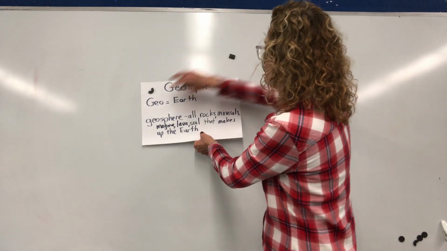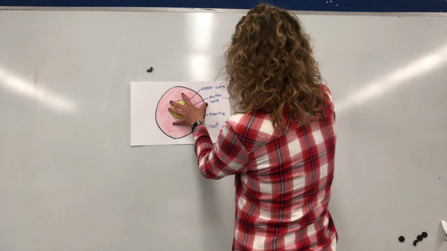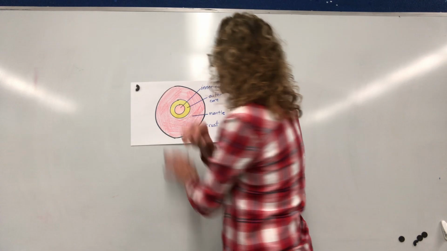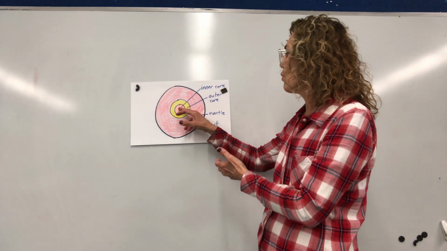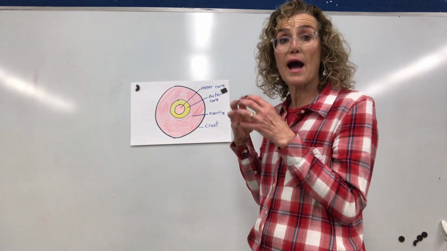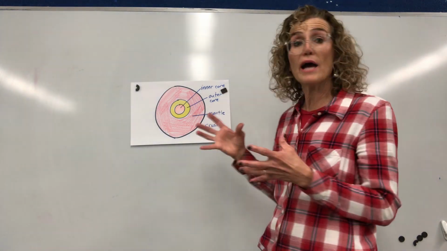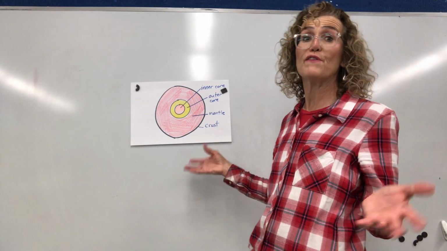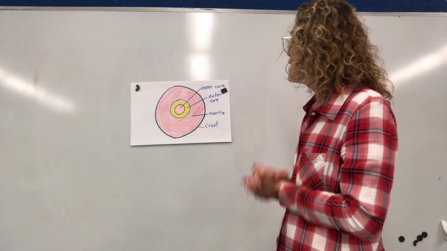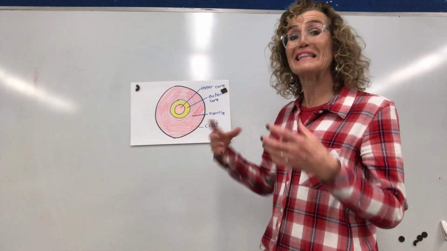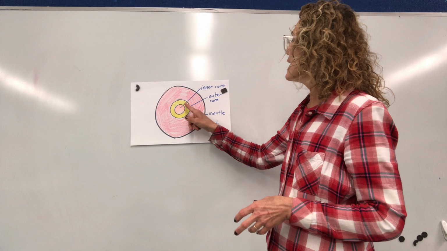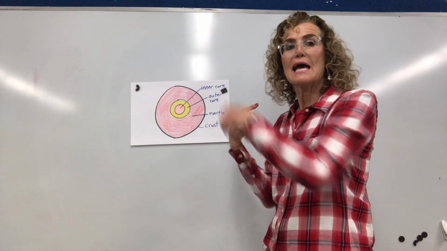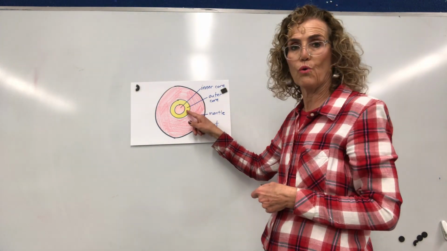Okay, the geosphere. Let's talk a little bit about the earth. We did this a lot in 4th grade, talking about the structure of the earth, right? So the inner core is a solid iron and nickel core. It's as hot as the surface of the sun, about 10 to 15,000 degrees Fahrenheit. The outer core is a liquid iron and nickel core, and the inner core spins inside the outer core.